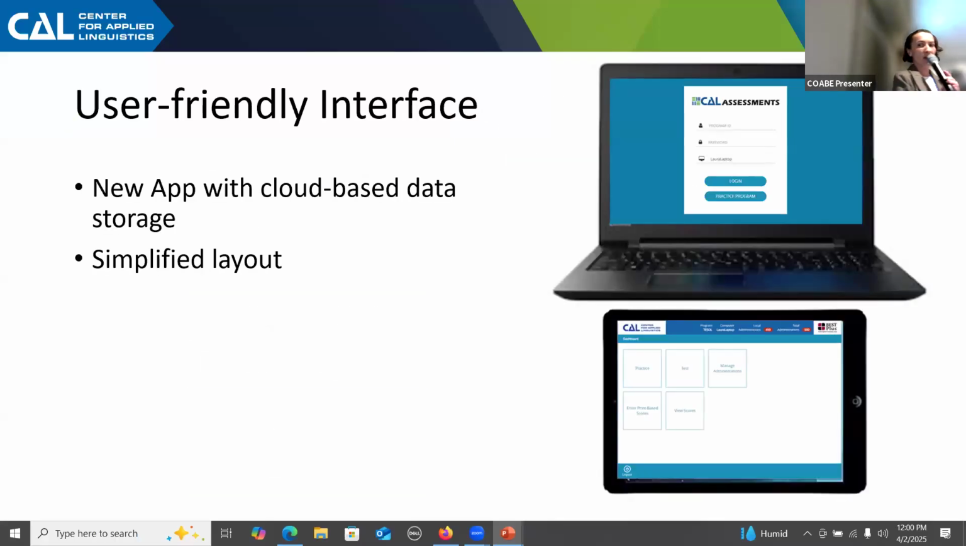It features a simplified layout. It is easy to use. It does take a little bit of getting used to, but there's nothing all that complicated in it. Even for folks who are just interested in it, but they're not certified test administrators yet, they can still download the app and use the practice version to see what the test is like.